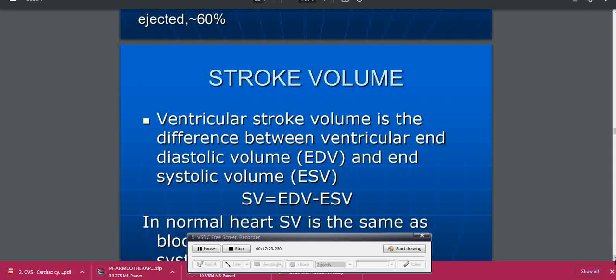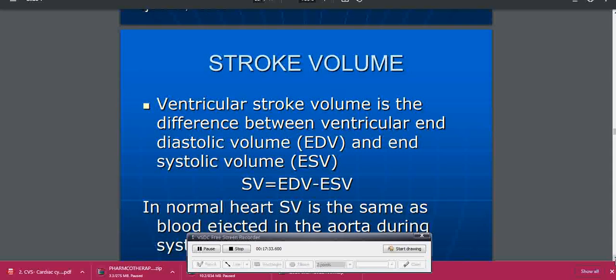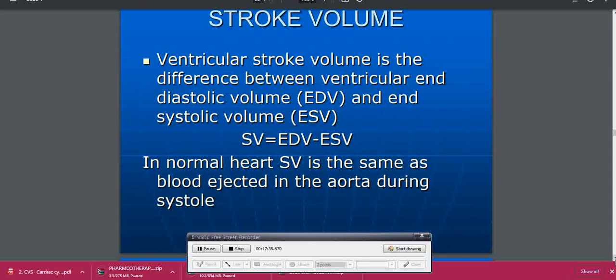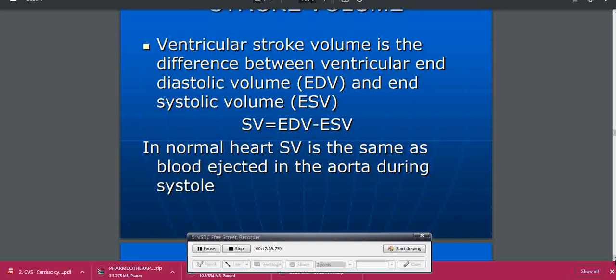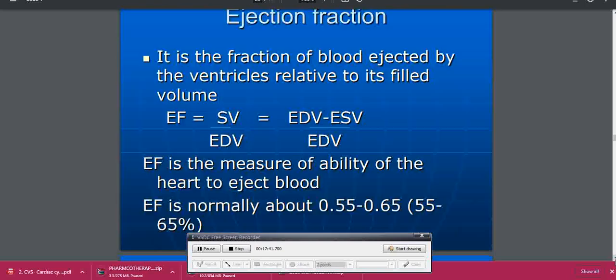The SV, or stroke volume, is equal to EDV minus ESV. So in a normal heart, the stroke volume is the same as the blood ejected into the aorta during systole. Ejection fraction is another thing. It is the fraction of the blood ejected by the ventricle relative to its filled volume.